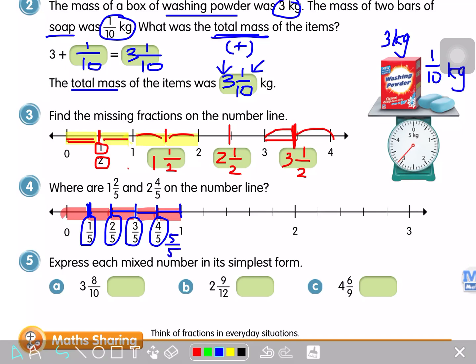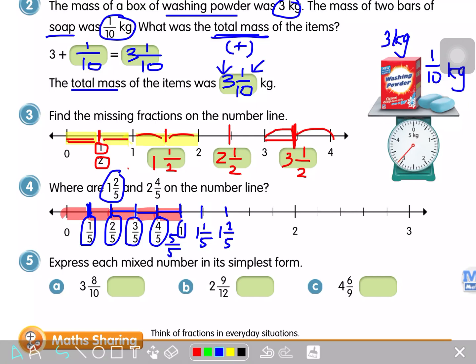Okay? So we need to find out where is 1 and 2/5. So this is the whole number 1. Now we need to move. So the first marking after 1 is 1 and 1/5. We move another marking. This is 1 and 2/5. So this is where we need to find 1 and 2/5. So this is our first answer.